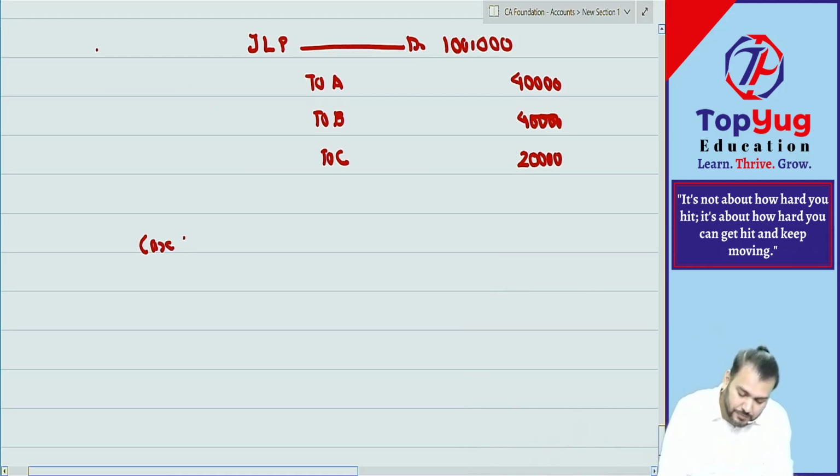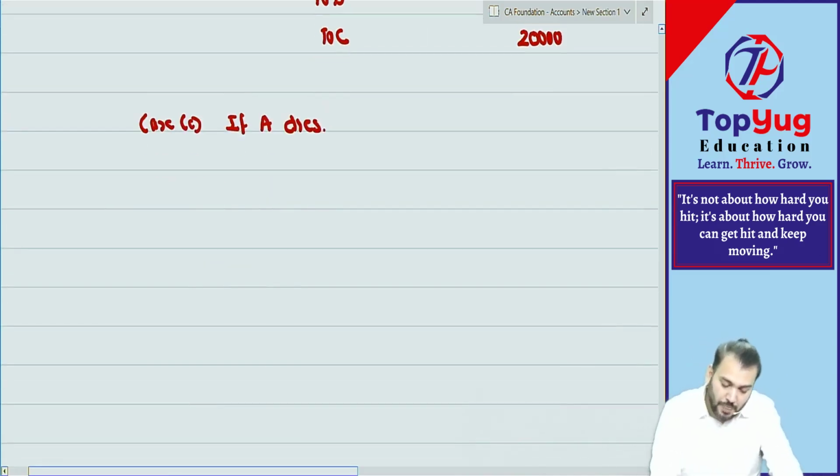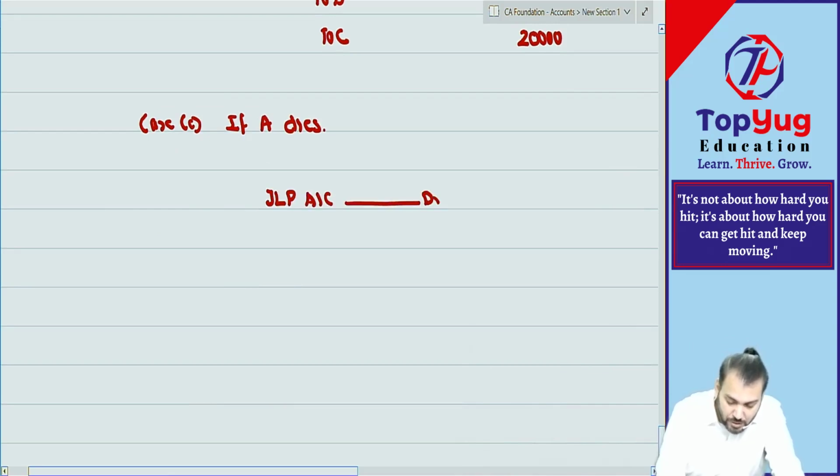Case number C. If A dies, tell me, what journal entry? JLP account debit, how much? 10 lakh. To what?